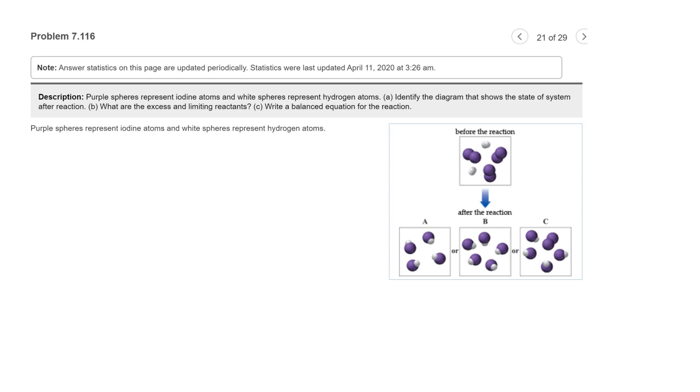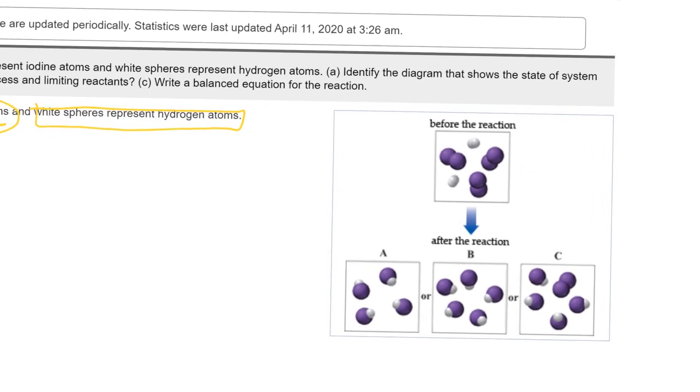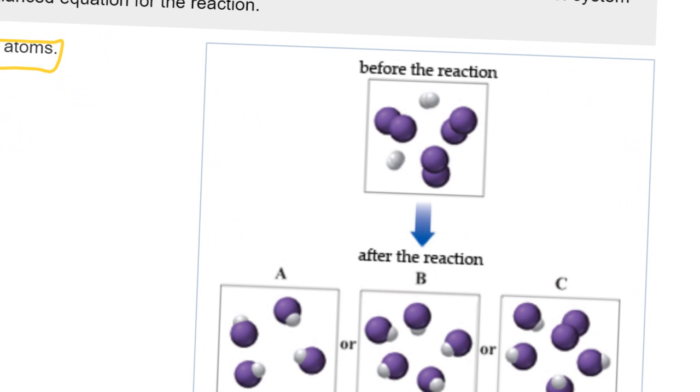It says that purple spheres represent iodine atoms, and white spheres represent hydrogen atoms. So if you look at your picture, you can see you have two white spheres together. Well, if you have two hydrogen atoms together, what do you have? You have H2. They say that purple spheres represent iodine. Well, if you have two iodine atoms bonded together, like they're shown in this drawing, you have I2. So that's before the reaction.